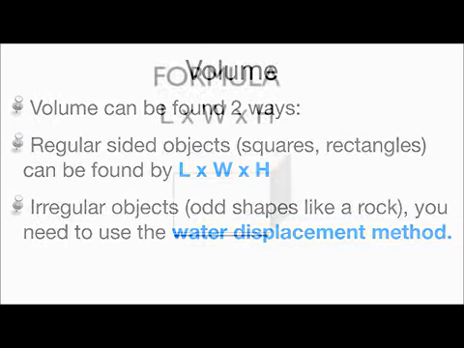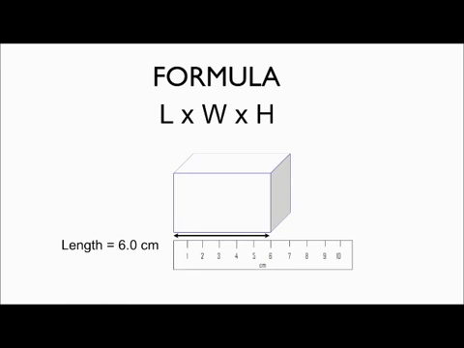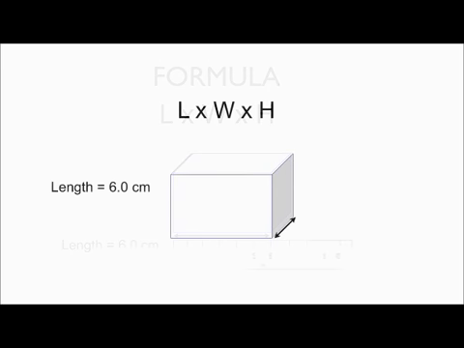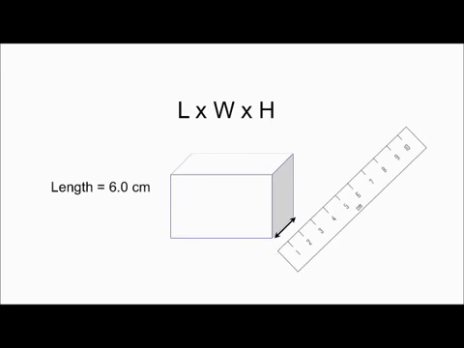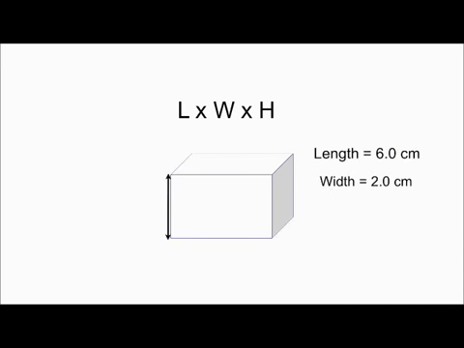So here we go. Here I have a rectangular box. So I need to figure out what the length is going to be. My length there is going to be 6 centimeters. Okay? I need to figure out the width of my box. The width of my box is going to be 2 centimeters. Okay? And then I finally need to figure out the height of my box. The height of my box here is going to be 4 centimeters.